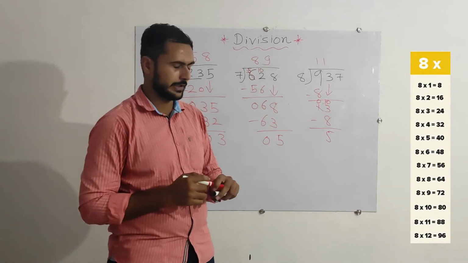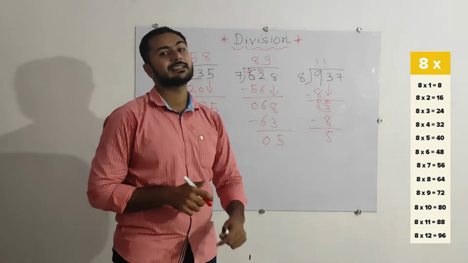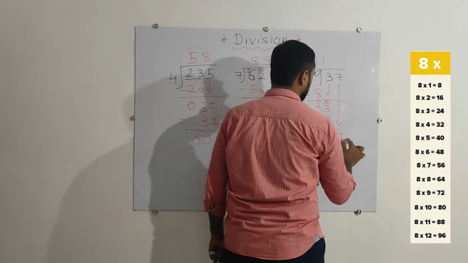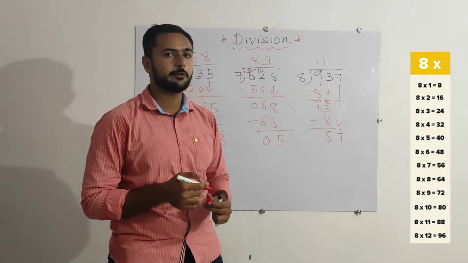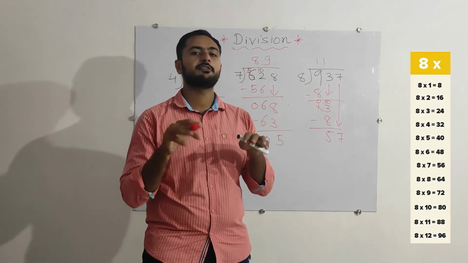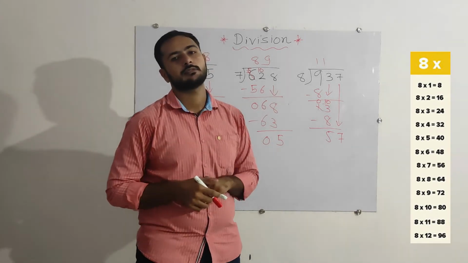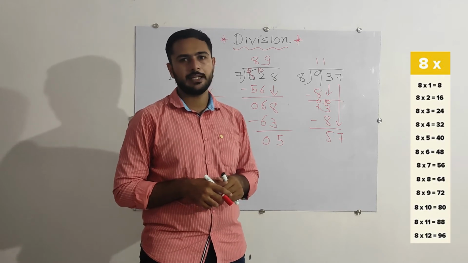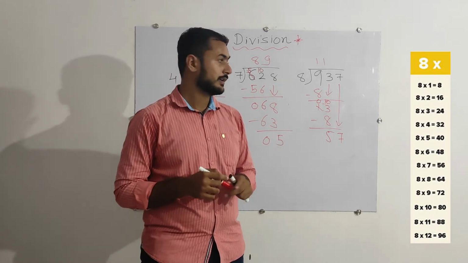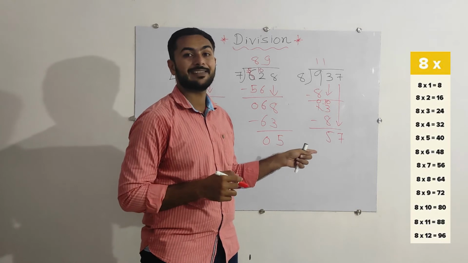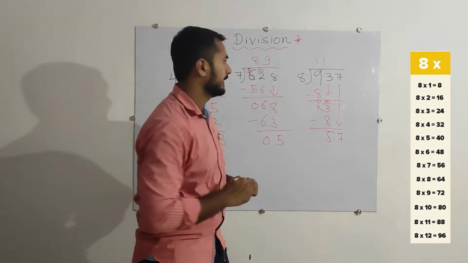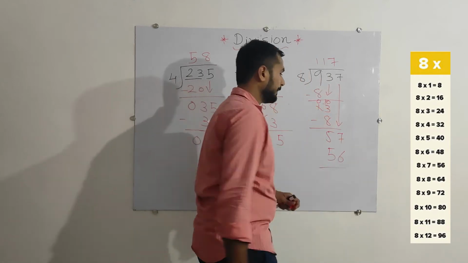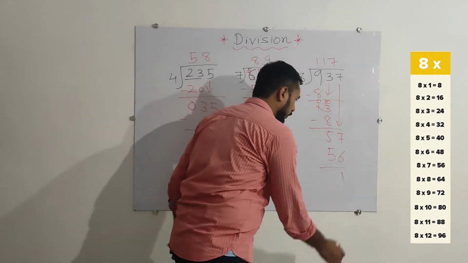Okay, the same process we are doing. Now the next is 7, so we need to bring it downwards. So 7 will be here. Now the new number is 57. Again identify 57 in the table of 8. 8 sevens are 56 and 8 eights are 64. 64 is bigger than 57, so we'll use 8 sevens, 56. Do the subtraction for that, you will get 1 over there.